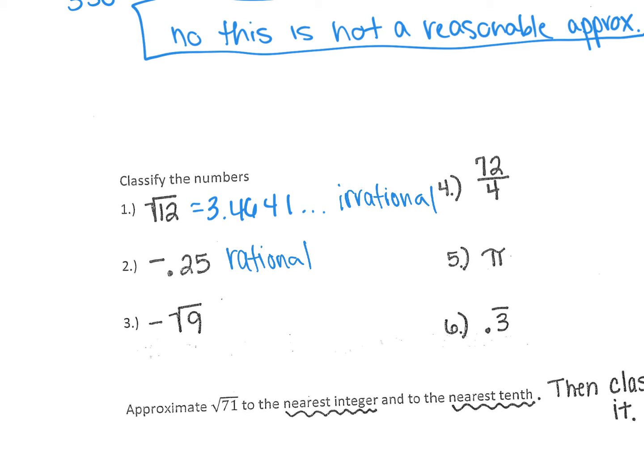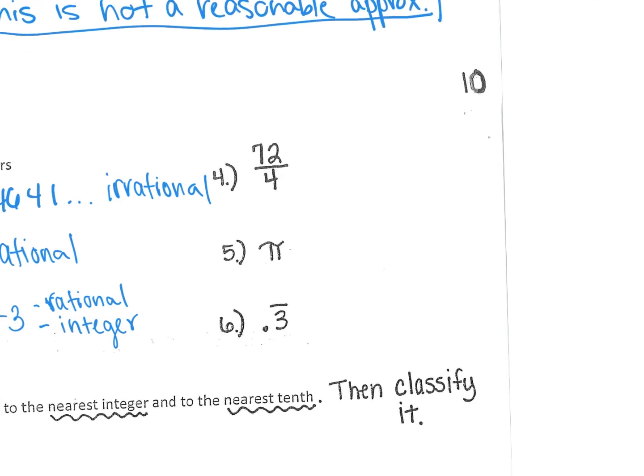So now we have negative square root of 9, which gives us negative 3. So this is a rational number because it can be turned into a fraction. It is also an integer because it's a positive or negative whole number. It is not a whole number, though, because whole numbers are only 0 and all the positives, and natural numbers are only all the positives, so there is that. So let's go to the next slide.